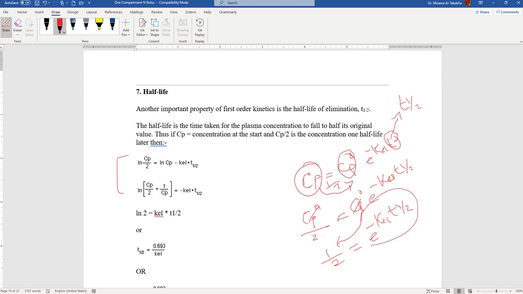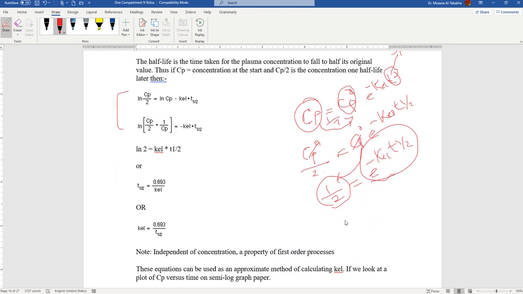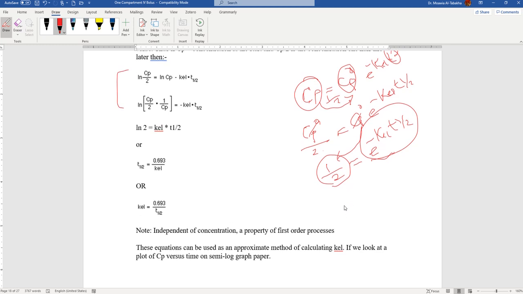Don't forget, this is the fraction remaining. Fraction remaining is half, 50%. This is very important. The fraction remaining is 50% or half. Half of what? Half of the original concentration. Okay, if you take ln of both sides, we get minus, let me erase this one.